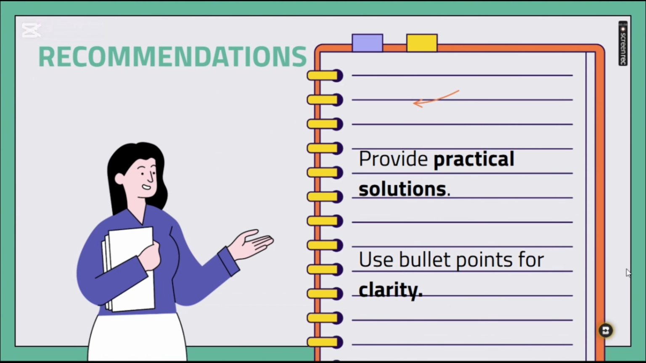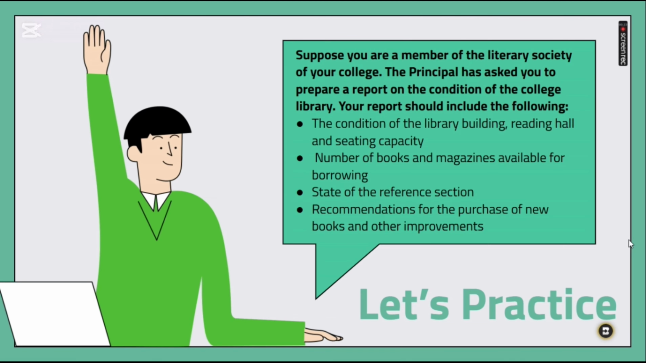Now let's understand it well with the help of a report that I took from a model paper from HSSC, provided by FBIAC. So the report says, suppose you are a member of a literary society of your college, and the principal has asked you to prepare a report on the condition of the college library.